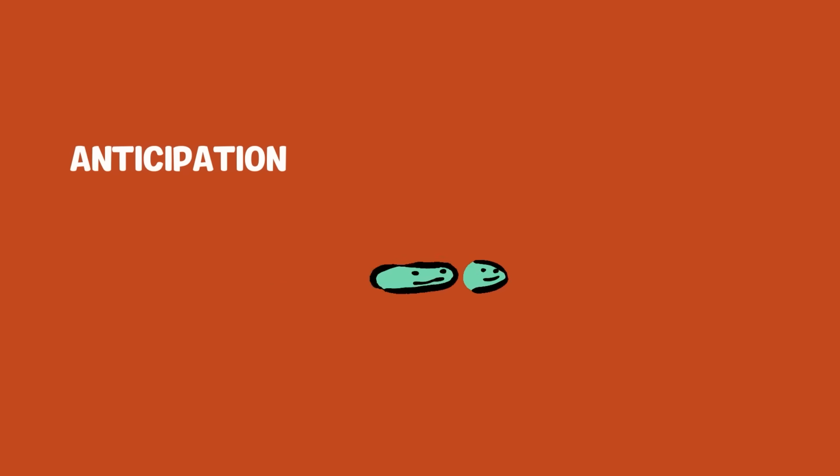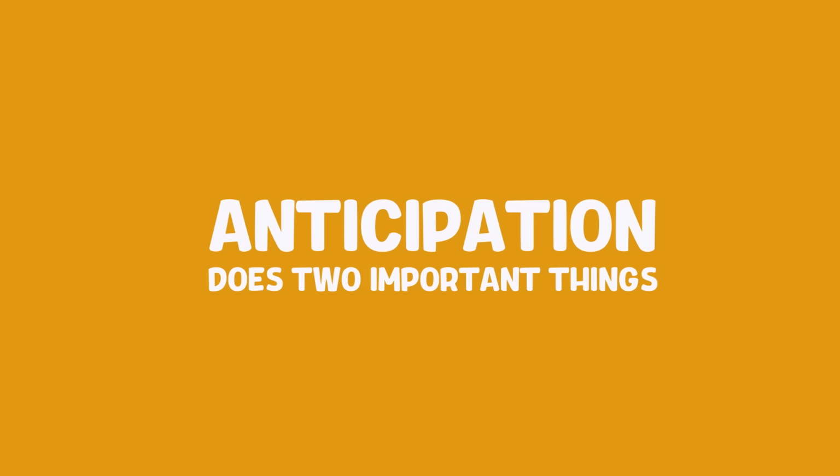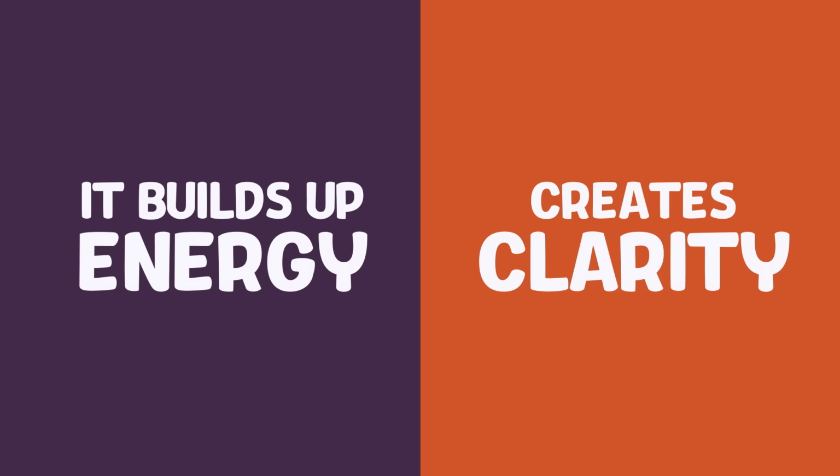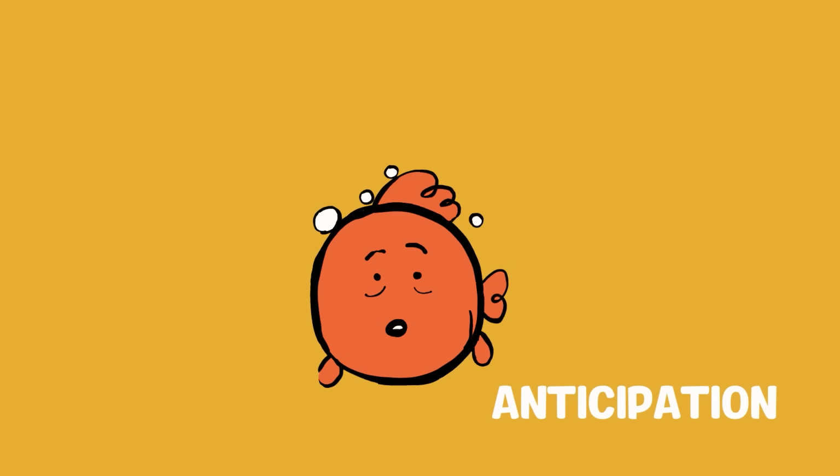Put simply, anticipation is a movement before your main action, and overshoot is a movement at the end of your main action. So this bit here is anticipation, and this bit here is overshoot. Anticipation does two important things. It builds up energy, and it helps with clarity. This little downward movement here is anticipation.